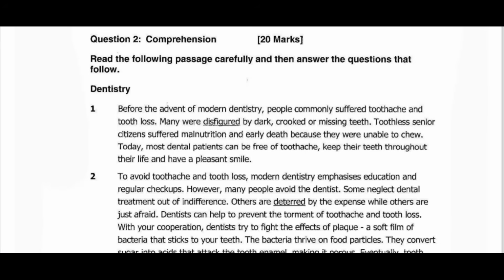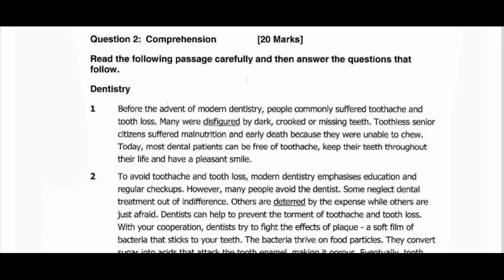Now let's go to question 2. Question 2 is one where we are supposed to comprehend or understand a given passage, and then from there we are tasked based on the understanding. So the question is, read the following passage carefully and then answer the questions that follow. So we are looking at dentistry. So let's look at paragraph 1.